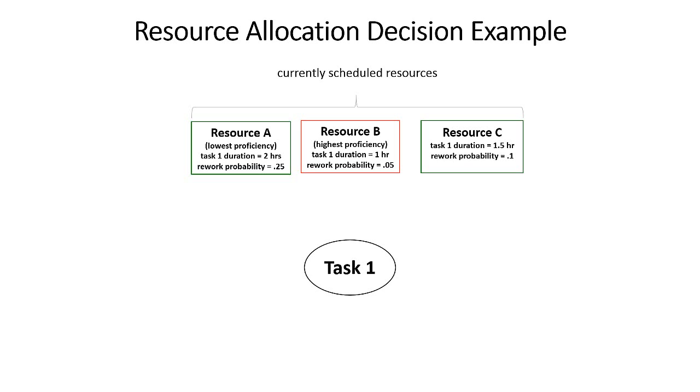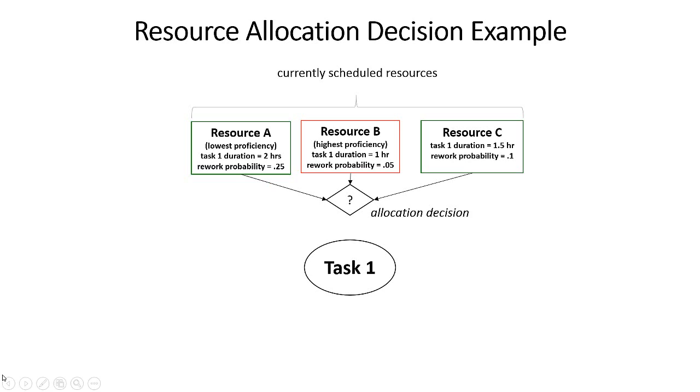Resource B has the highest proficiency, but it's busy, so we'd have to wait for it to finish doing what it's doing or any other scheduled activities that it has to do before it could start task 1. This is the most proficient because it only takes an hour to do the task and only has a 5% rework probability. Resource C is somewhere in the middle. Takes an hour and a half to do, but a 10% rework probability.